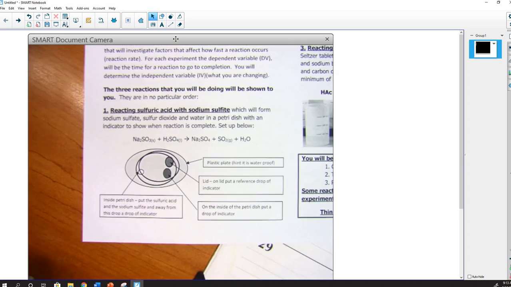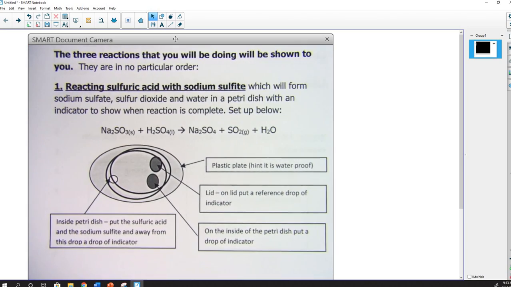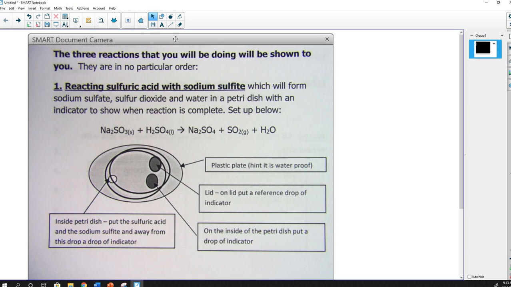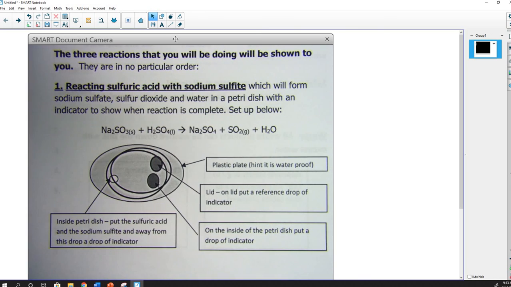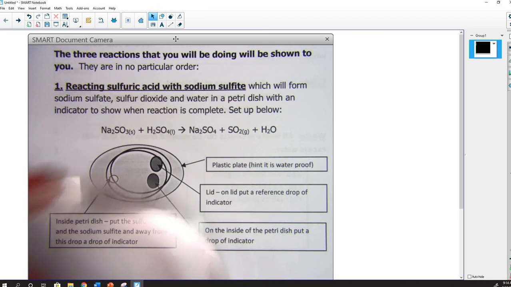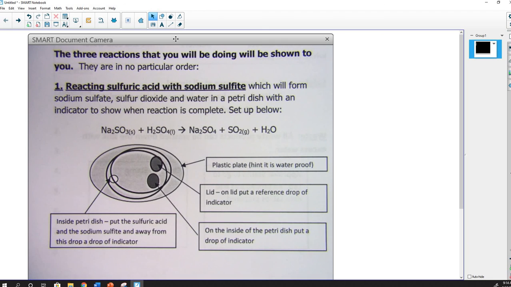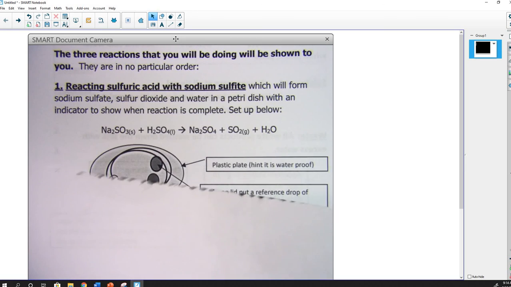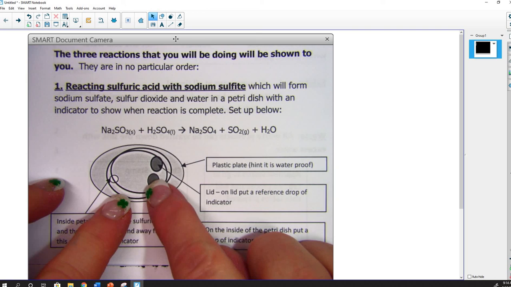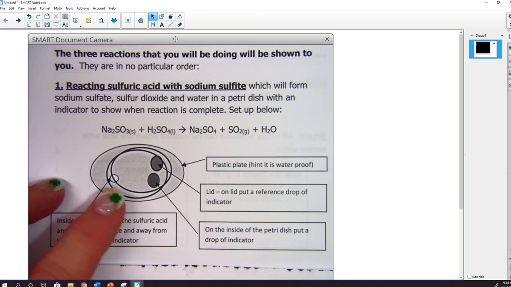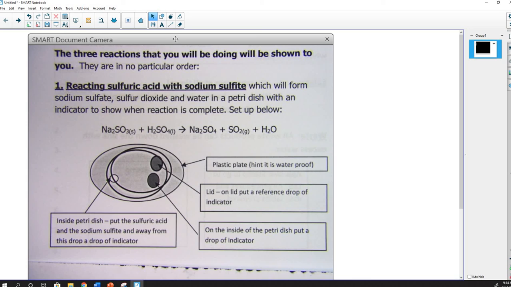The first one we're going to do is sodium sulfite with sulfuric acid. You're going to do this in a petri dish. And this is the reaction, and it's given to you. I've got to open up these petri dishes. Sorry, I haven't done that yet. And this is a reaction with gases. I'm trying to find me a blank piece of paper so I can have a white background. We're going to put some indicator, which I forgot to grab, so I'm going to grab it real quick.